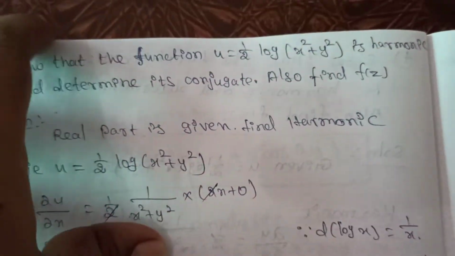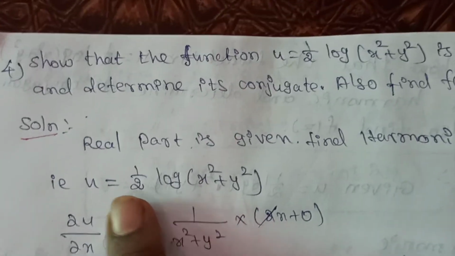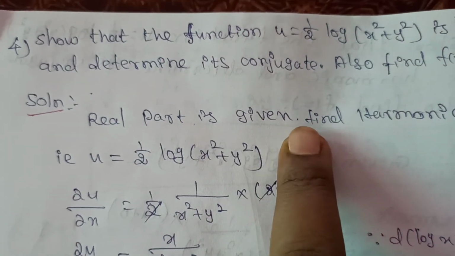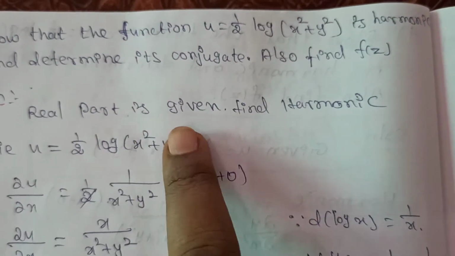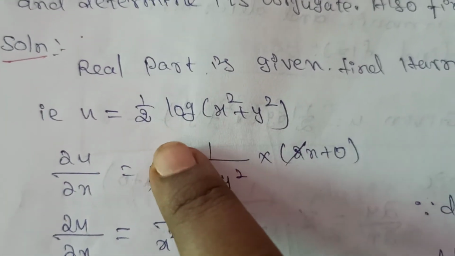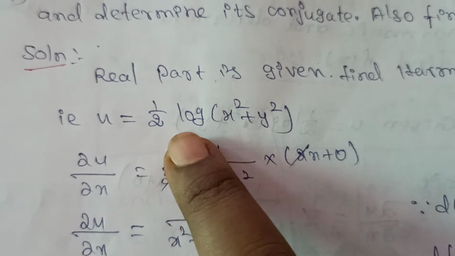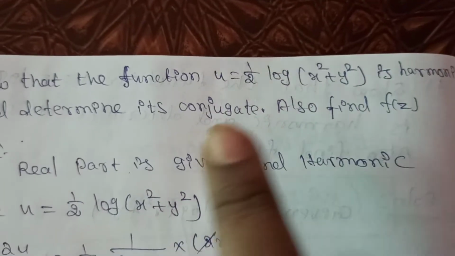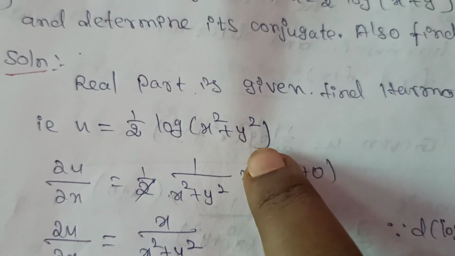Okay, let's go into the solution. The real part is given. What is given as the real part? u is equal to 1 divided by 2 into log of x square plus y square.